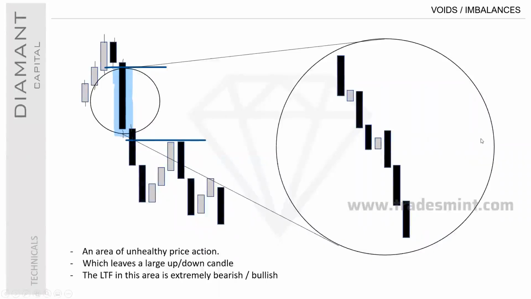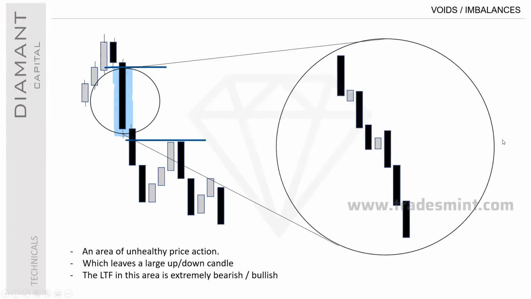So voids and imbalances, what are they? Like I said previously, it's an area of unhealthy price action which usually leaves a large up or down candle, depending on whether you're in an uptrend or a downtrend. If we think about this in institutional order flow theory, you've got this manipulative up candle that makes traders think, okay, we're going up. Then as soon as that happens, a down candle, and then straight after, so much volume is poured into the market where if this is a 4 hour or a 1 hour, for example, this is extremely bearish.